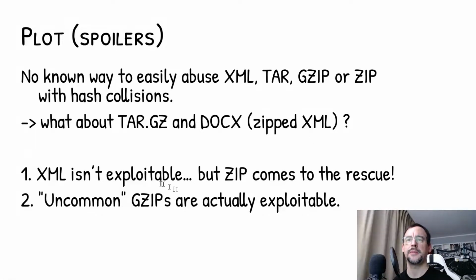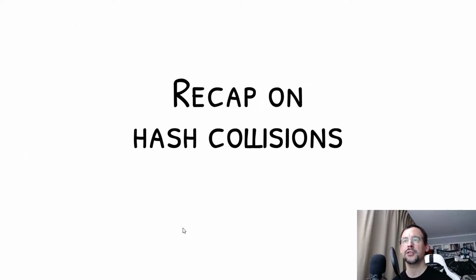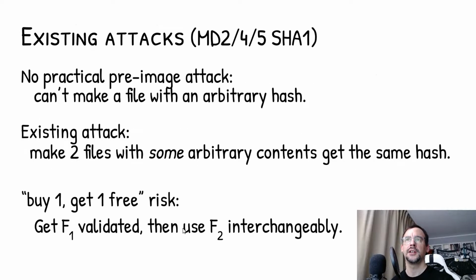Docx, which is basically zipped XML. XML isn't exploitable, but because it's in a zip, it will actually be possible. And uncommon JZips are actually exploitable, but I didn't know that back then. So, a small recap on hash collisions.